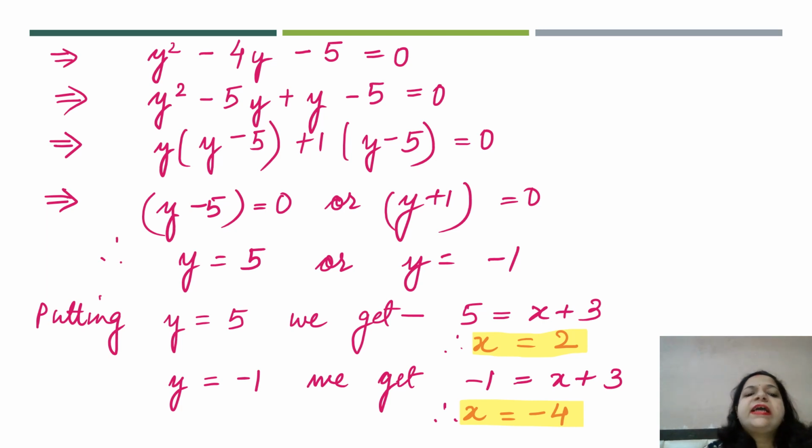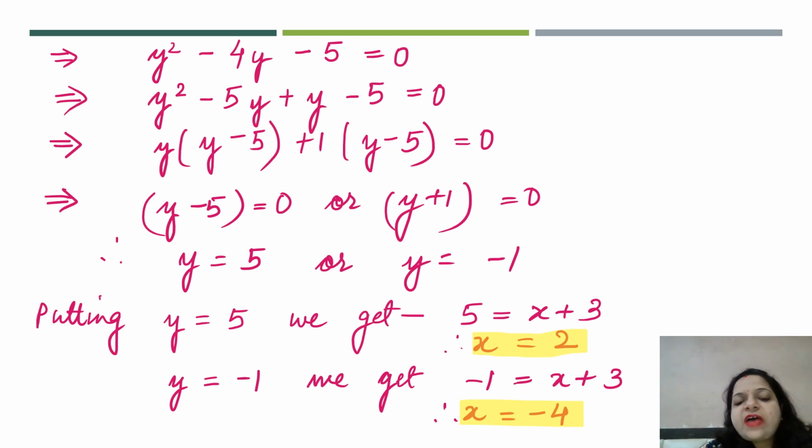See children, y square minus 4y minus 5 is equal to 0. So y square minus 5y plus y minus 5 is equal to 0 after factorizing. y into y minus 5 plus 1 into y minus 5 is equal to 0. y minus 5 is equal to 0 or y plus 1 is equal to 0. Therefore, y is equal to 5 or y is equal to minus 1.